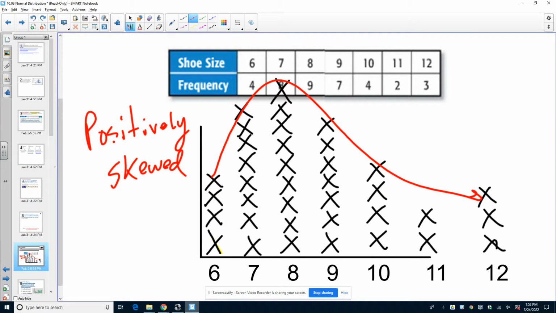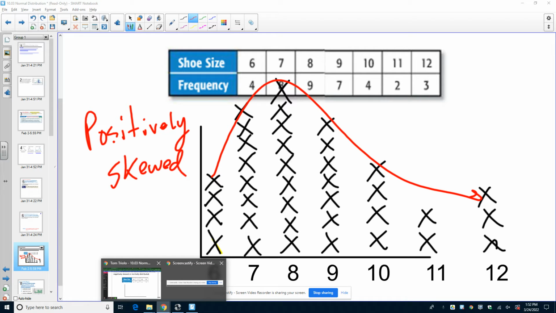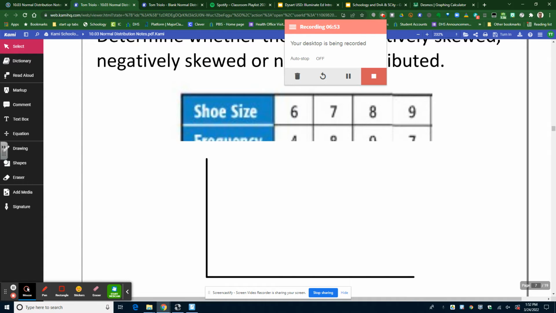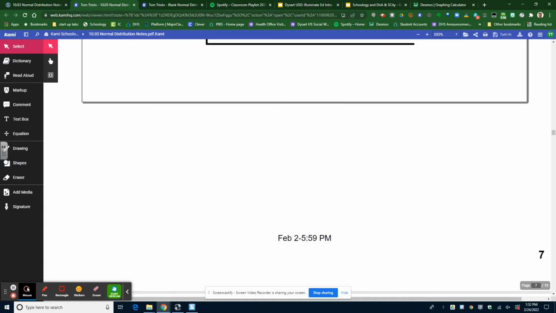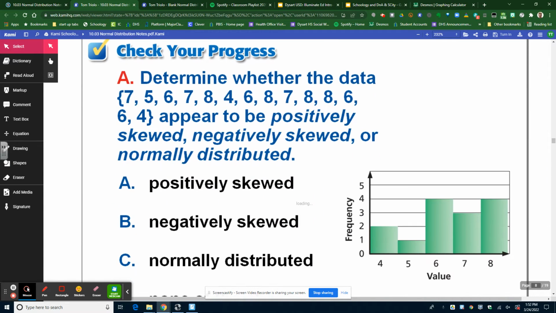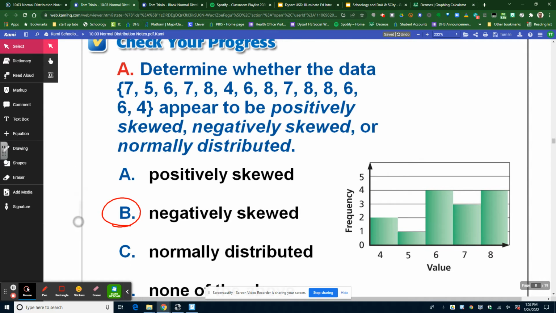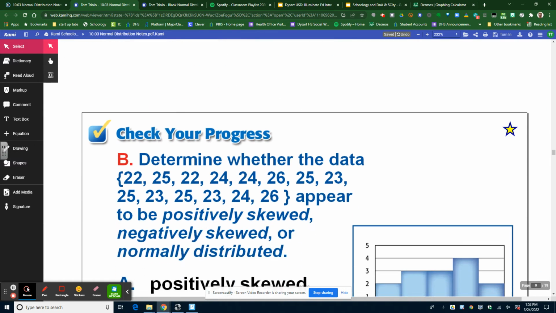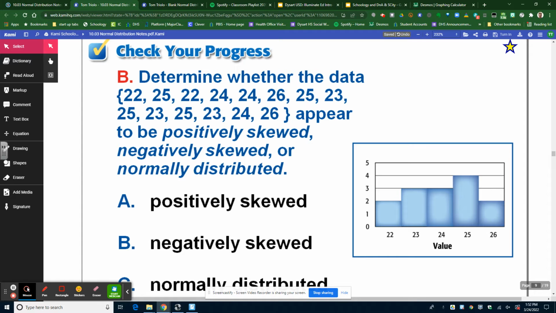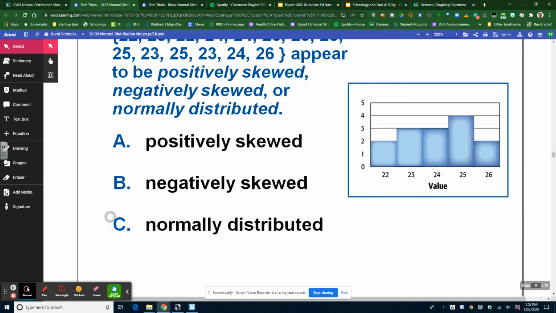So we had a normally distributed, we had a negatively skewed, this one's positively skewed. Let's see what's next. What's next is some examples, okay? So where are most of the numbers here? On the right, so it's going to be negatively skewed. And on this one, pretty evenly distributed. So that is normally distributed.